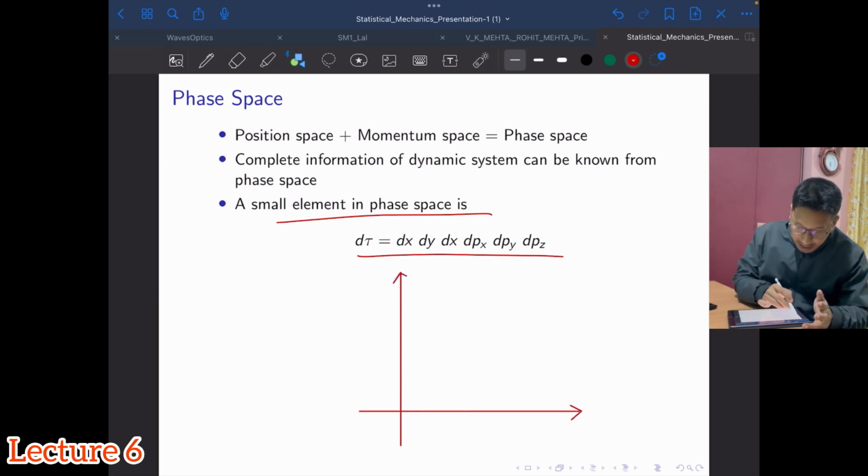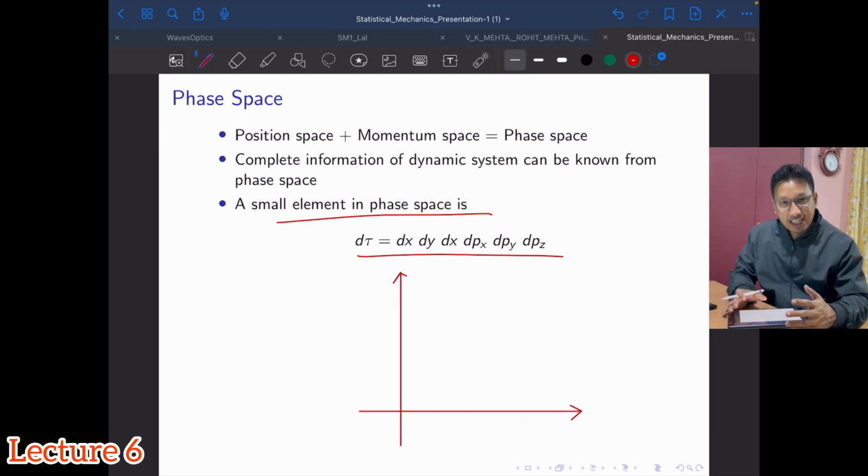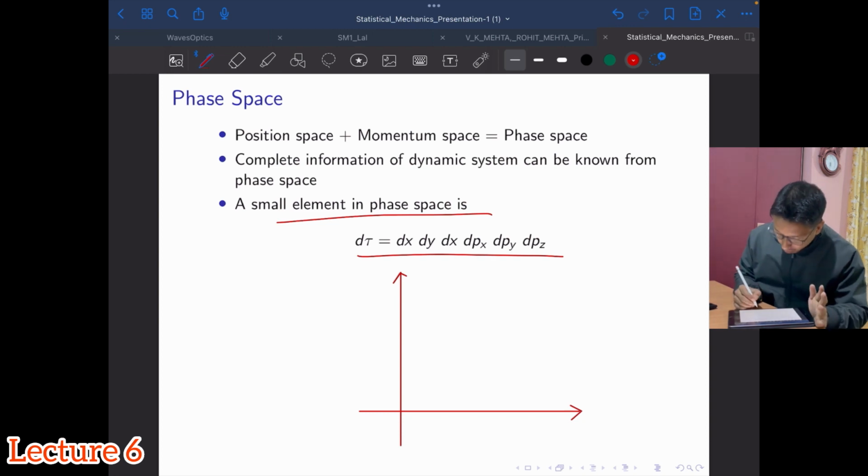On this screen or on paper, you cannot really draw all this 6-dimensional space. So let's say I take this 6-dimensional space, a sheet of that space. You will see what I am trying to do.